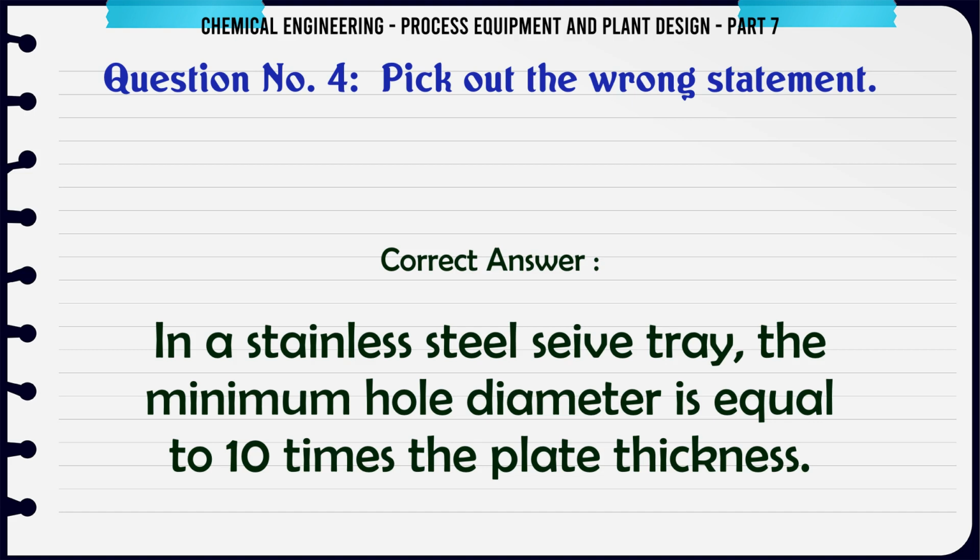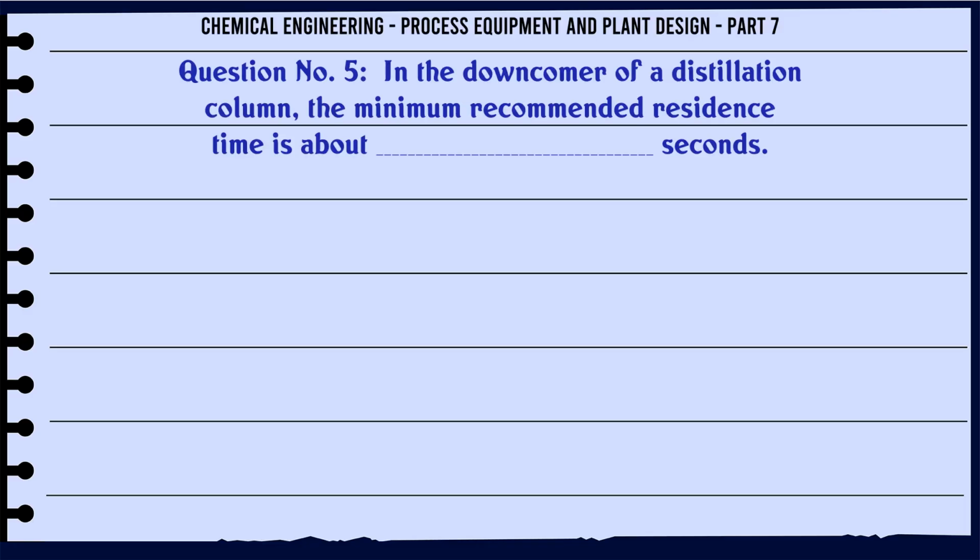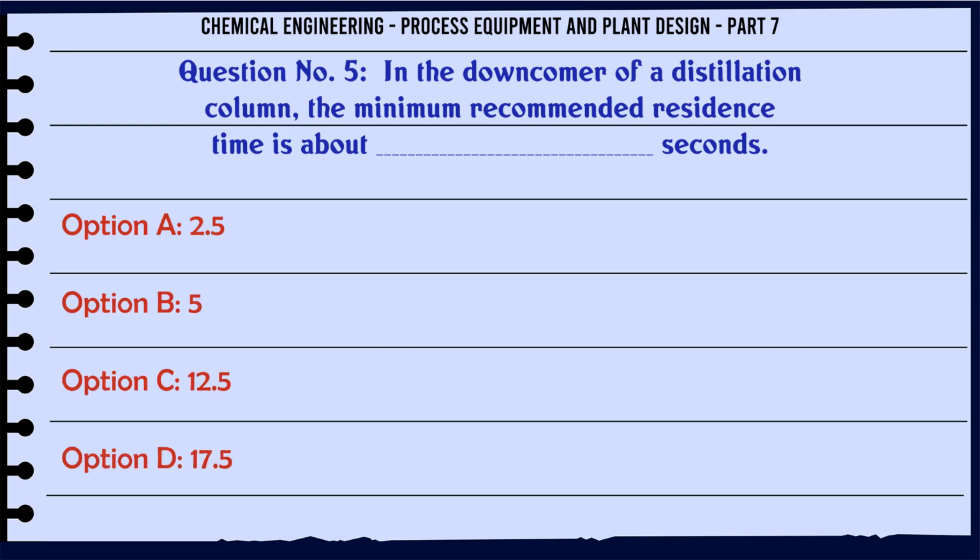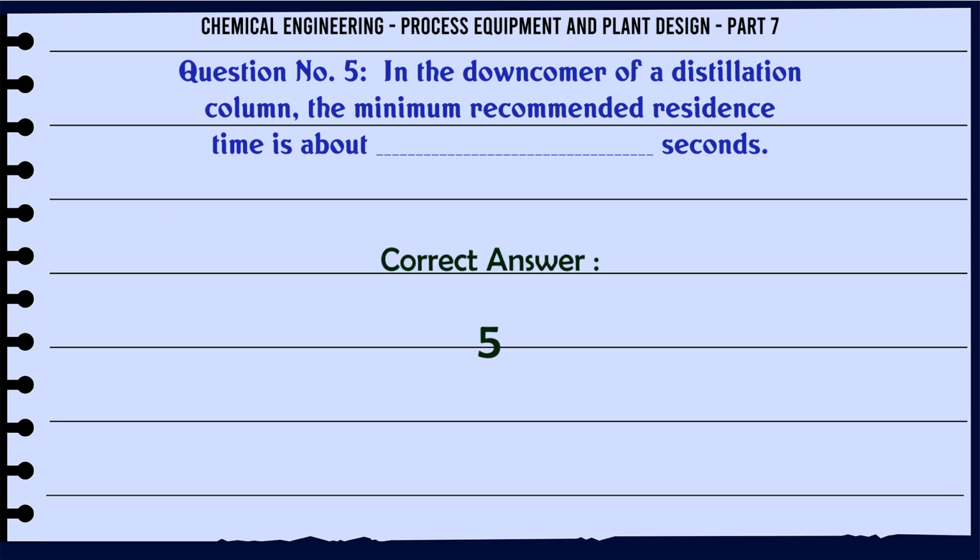In the downcomer of a distillation column, the minimum recommended residence time is about blank seconds. A. 2.5. B. 5. C. 12.5. D. 17.5. The correct answer is 5.